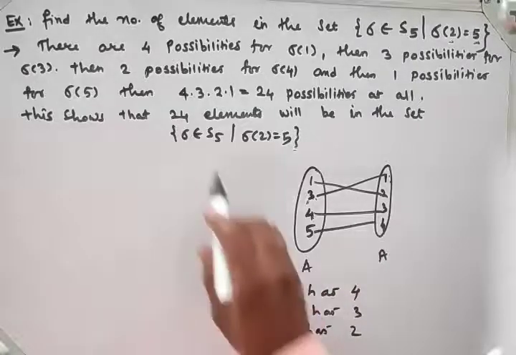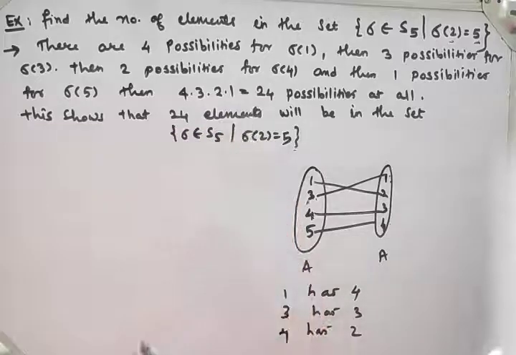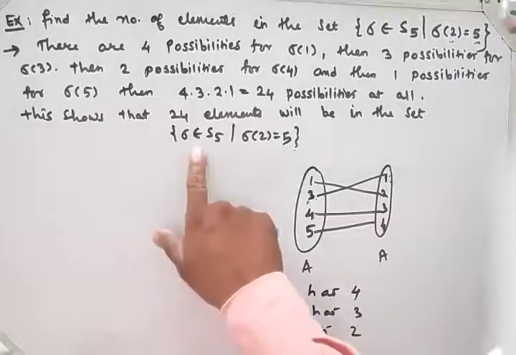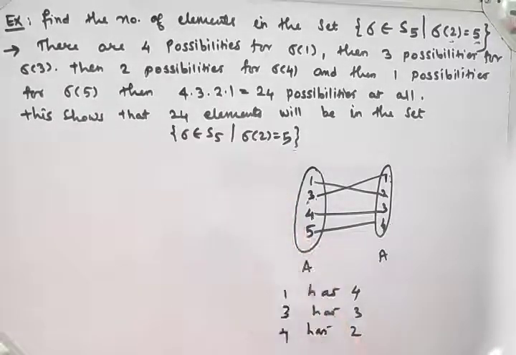So in total there are 4 into 3 into 2 into 1, which is 24 possibilities, or 24 possible permutations in the set of sigma belonging to S5 such that sigma of 2 is equal to 5.